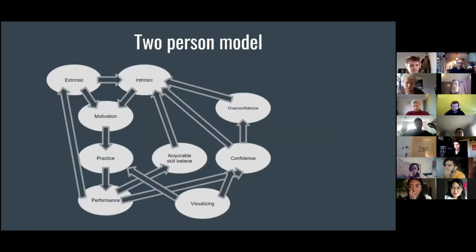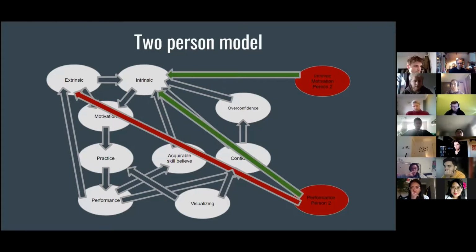Now we will go into the two-person model. So this is the one-person model, and we add a two-person model where we actually differ two cases. One is a cooperation case, which is that the performance and the intrinsic motivation of the other person influences the intrinsic motivation of the person.